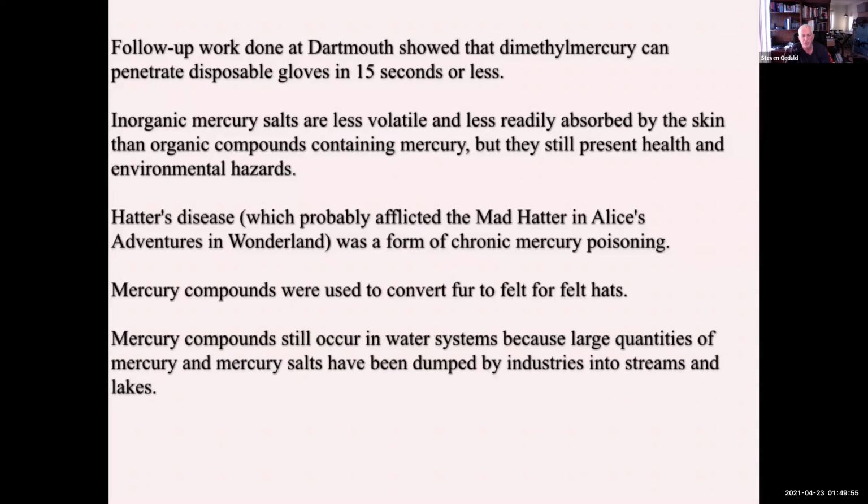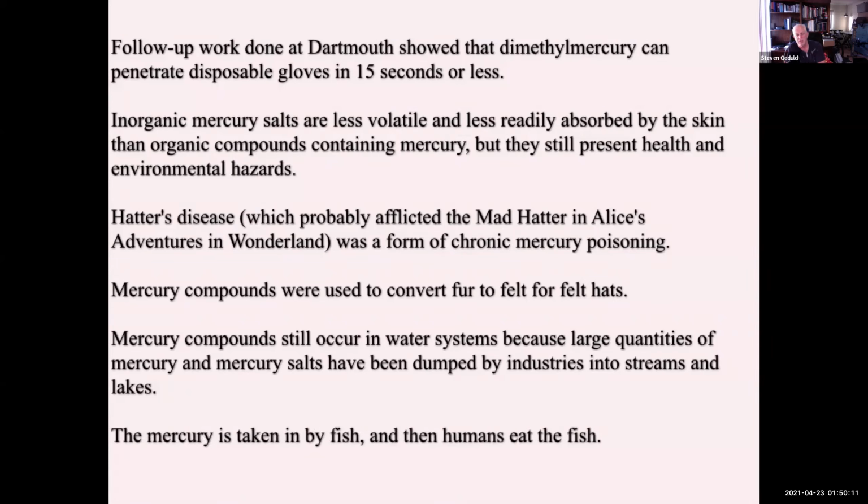Mercury compounds still occur in water systems because large quantities of mercury and mercury salts have been dumped by industries into streams and lakes. So it is definitely an environmental concern. The mercury is taken up by fish, and then we eat the fish. That's why certain fish are not advised for pregnant women to eat, because of the mercury content in certain areas. Tuna is one of them that has a high concentration of mercury in it, depending on where they were feeding.